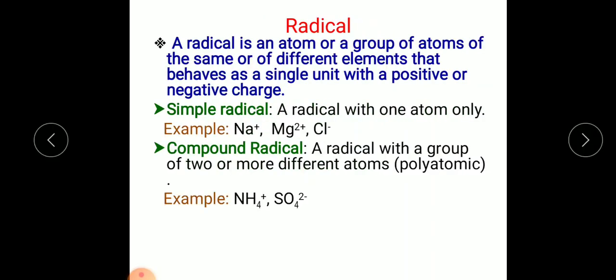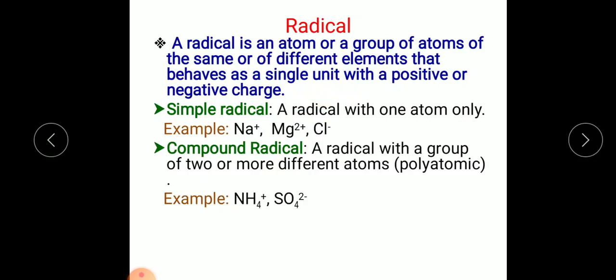Now today we are going to see a topic known as radical. A radical is an atom or a group of atoms of the same or of different elements that behaves as a single unit with a positive or negative charge. It can be a single atom or a group of atoms, where the atoms can be the same or different, which behaves as a single unit with a positive or negative charge.